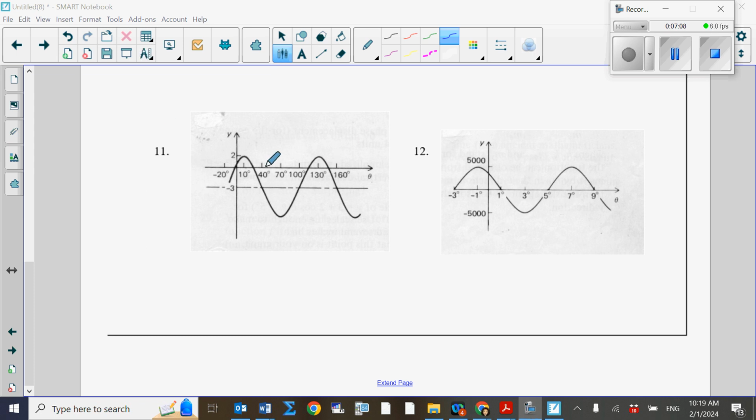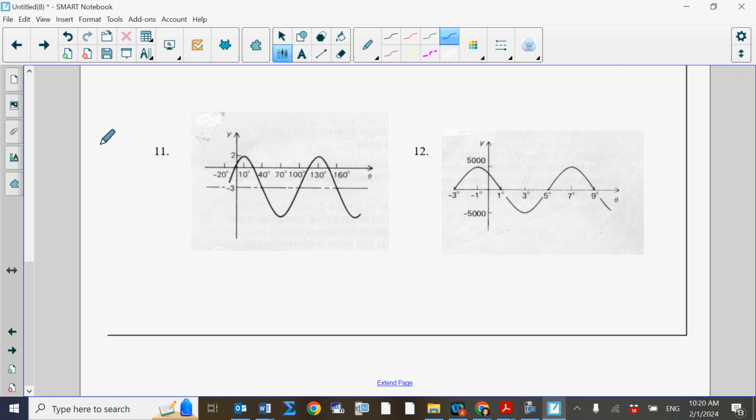Again, we're going to start with the sinusoidal function, which is the c value, and that's at -3. So the c value is at -3. That means the function is moved down 3. And then the amplitude. The highest point is at 2. So from -3 to 2, we have moved 5 up. That means the amplitude, or a value, is 5.